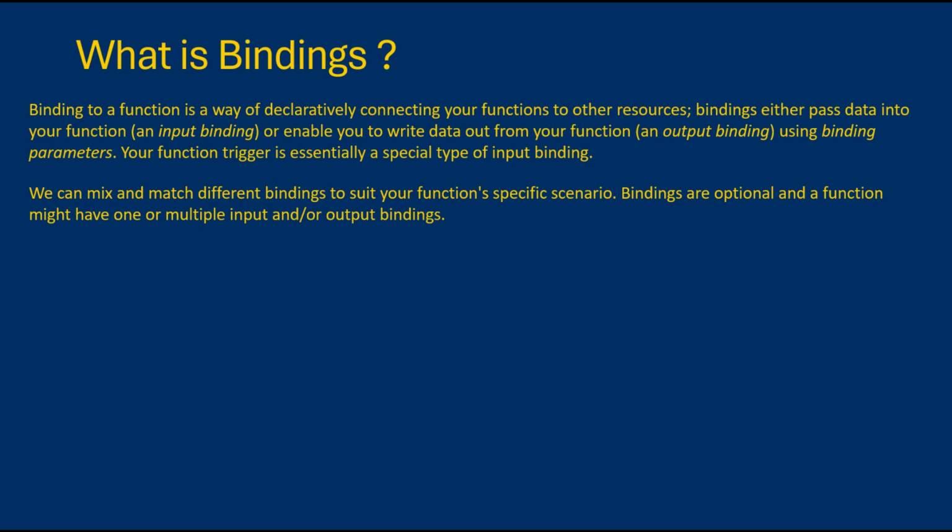Bindings are optional and a function can have one or more bindings of any type, input and output. On the other hand, triggers, which we discussed in our previous videos, should be only one per function. That means we can trigger functions only from one source. However, we can bind to multiple resources to receive input or send output to different resources.